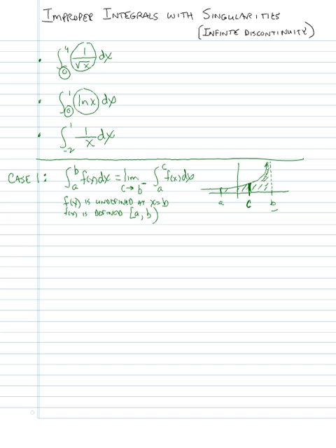Okay, here's the second scenario. In the second case, it's just in the opposite direction. In this case, we're dealing with the integral from A to B again, where the function f of x is defined not at A, but from A to B. Okay, f of A is undefined.